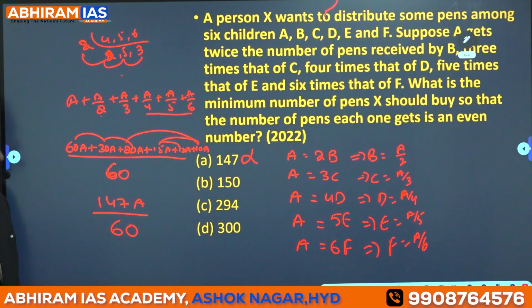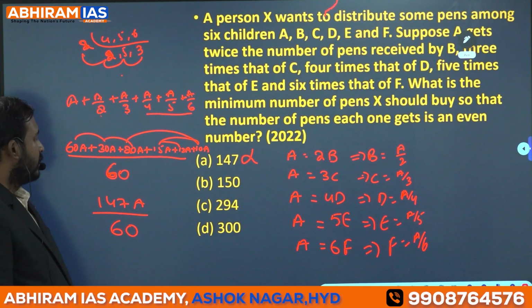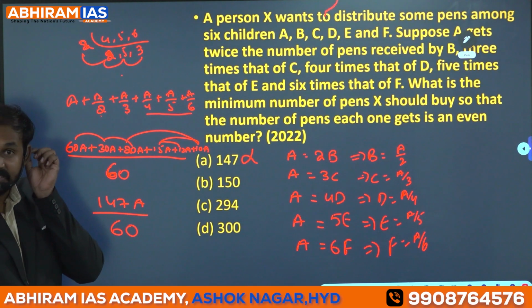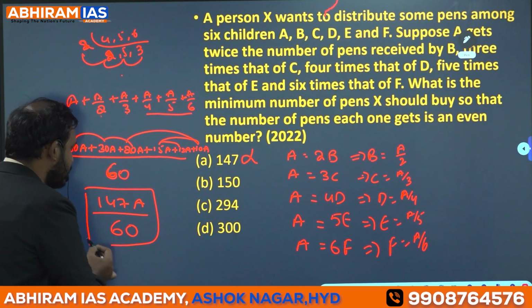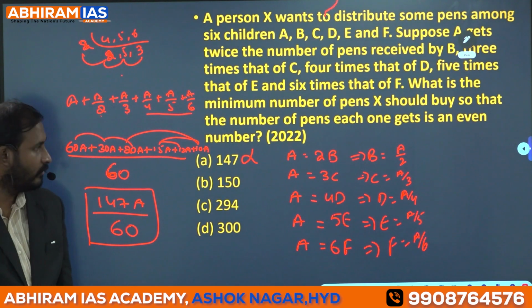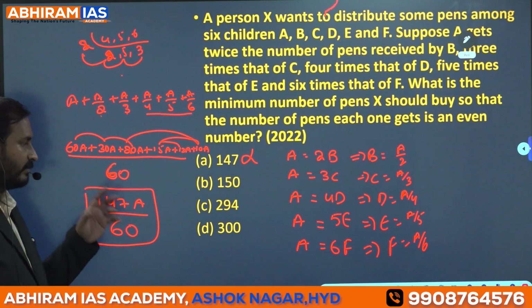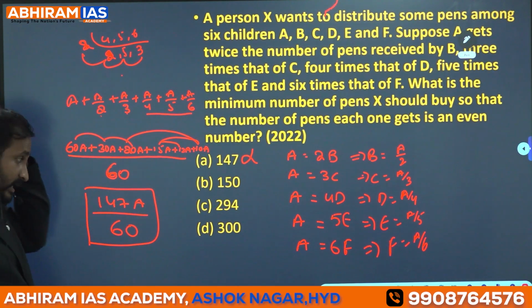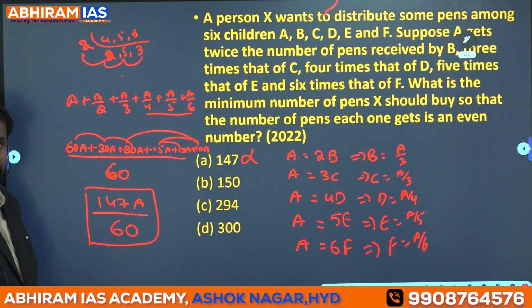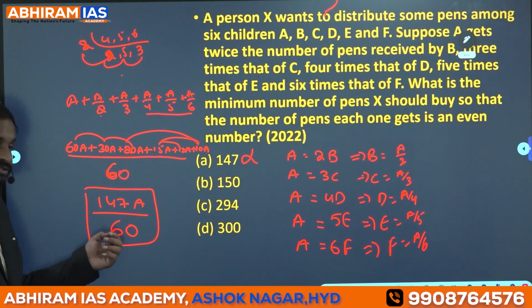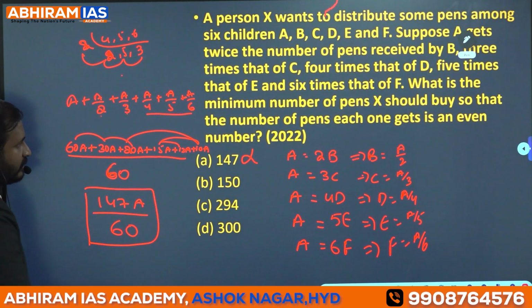Now please observe here. This is the total number of pens for me here. This should be equal to an even number. Now tell me which value is suitable for me here. Which value can I place here? Definitely 147A by 60, right? I should get an even number. Now please observe what value I can place here. Which one can I take?